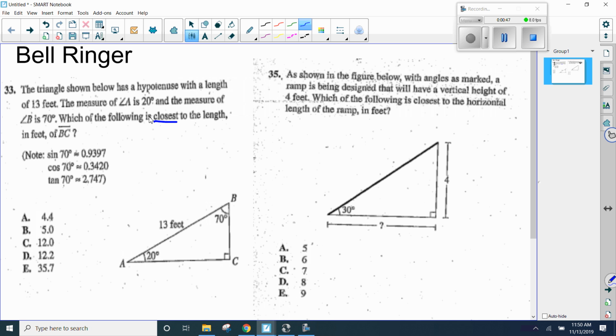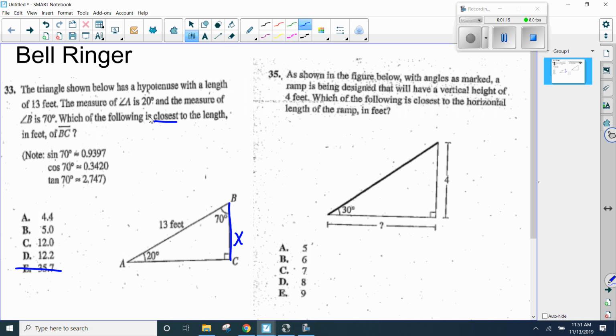As you look at that, first thing that you know is the longest side in that triangle is going to be what? 13. So can you cross out anything? E. You can definitely cross out E. Now they give you some information. They say the sine of 70 is 0.9397. They tell you what the cosine of 70 is, and they tell you what the tangent of 70 is. What they want to know is what is the length of BC. So this is what I am looking for.